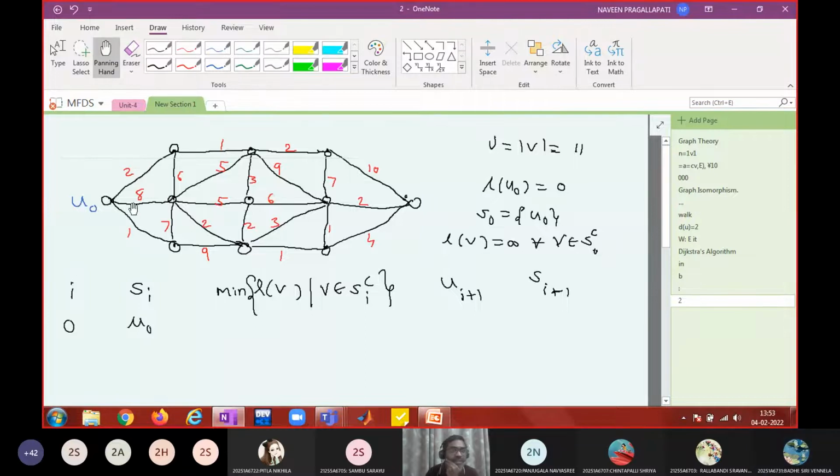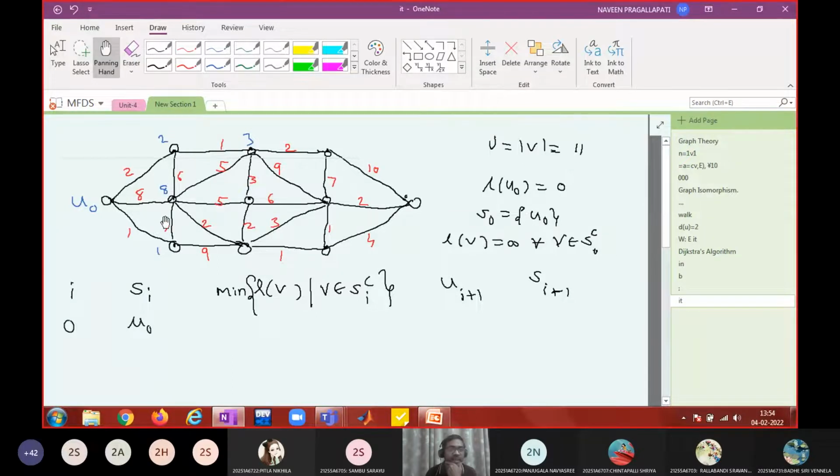What is the distance from this node to this? 8. What is the distance from this node to this? 1. Okay, and what is the distance from this node to this? Shortest distance. You tell me the shortest distance. There are several distances. 3, sir. Previously you remember this is 2 and this is 8, this is 1, now this is 3. Shortest distance from this node to this is 3. Am I right? 2 plus 1 is 3.